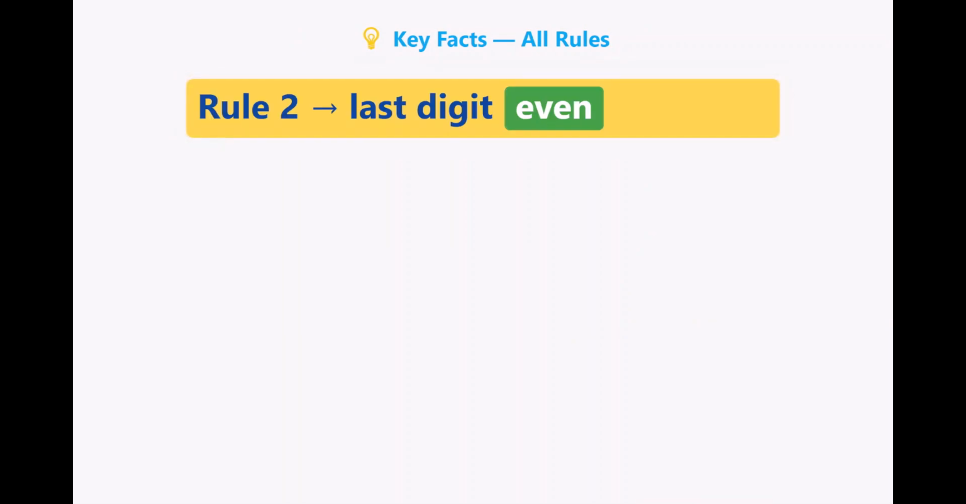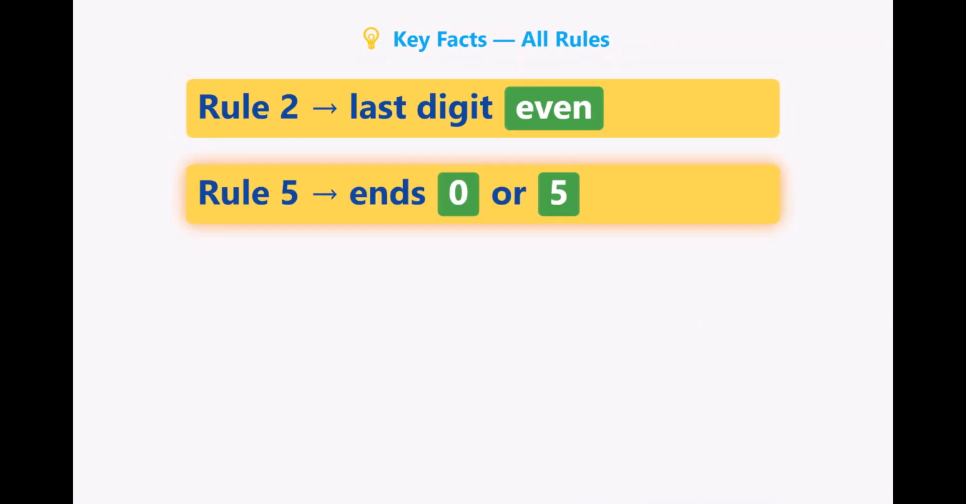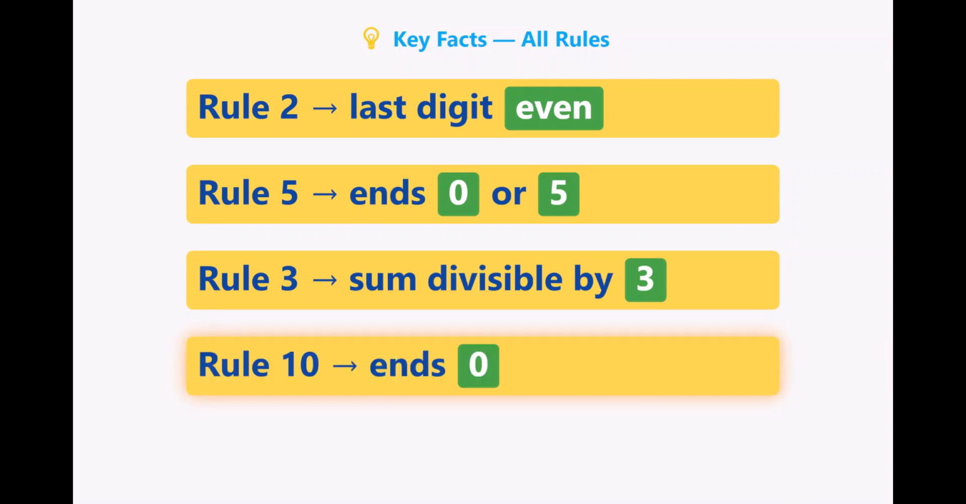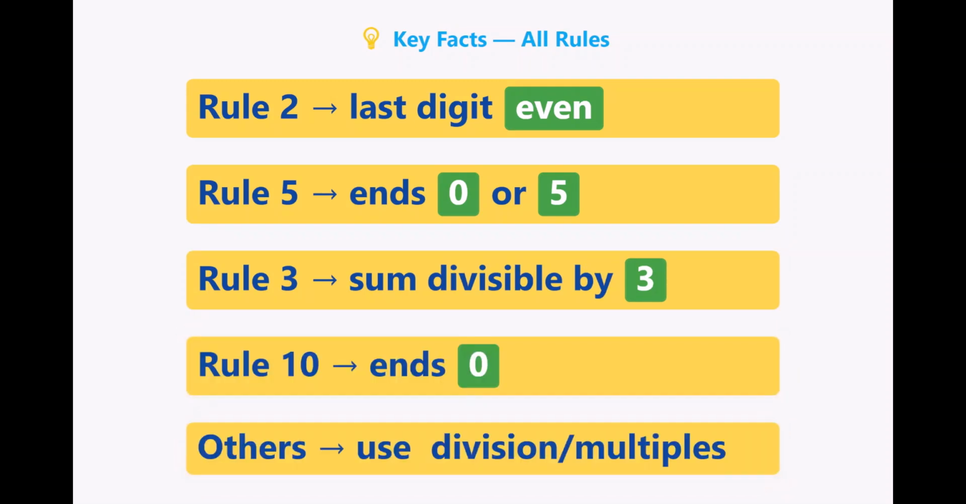Let's quickly review all the rules we learned today. Rule 2. Last digit even. Rule 5. Ends with 0 or 5. Rule 3. Sum of digits divisible by 3. Rule 10. Ends with 0. Other numbers → use quick division or known multiples.